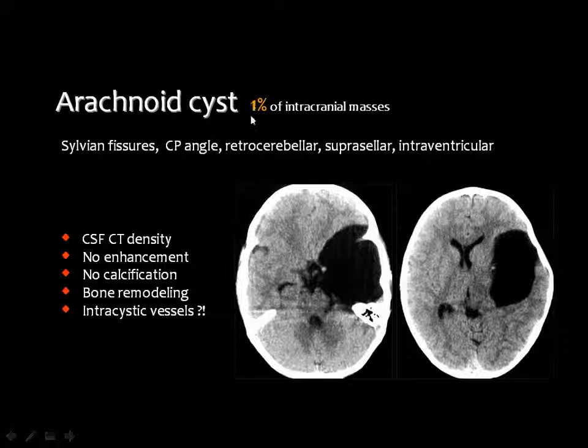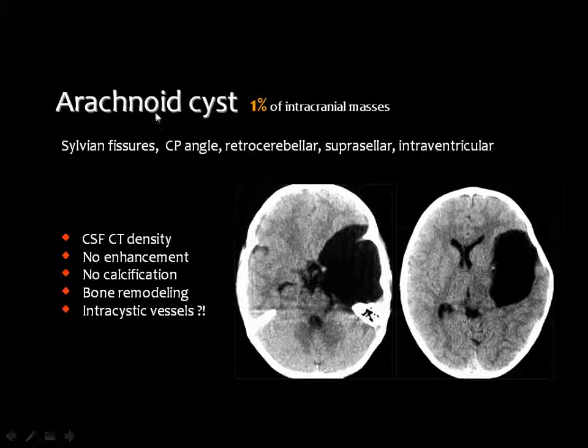It has an incidence of about 1% of all intracranial masses. This cyst has a predilection for the region of the sylvian fissure or against the greater wing of the sphenoid, anterior to the inferior part of the temporal lobe. Also, it can occur at the cerebellopontine angle, in the retrocerebellar area in the region of the cisterna magna, as well as in the suprasellar area, and also inside the ventricle. These are CT images showing the typical appearance and location of the arachnoid cyst in the temporal area in the region of the sylvian fissure.